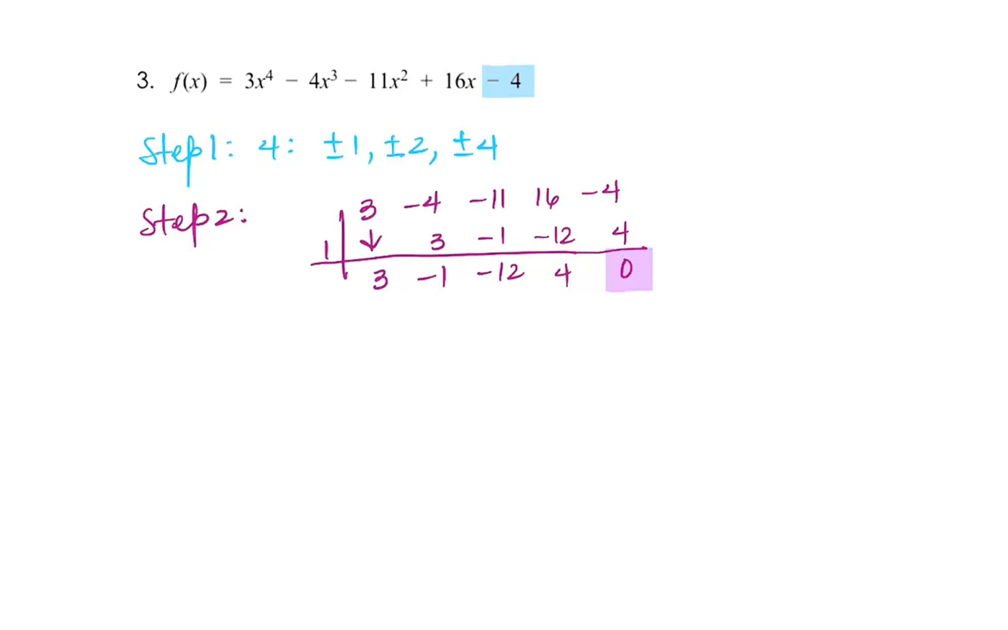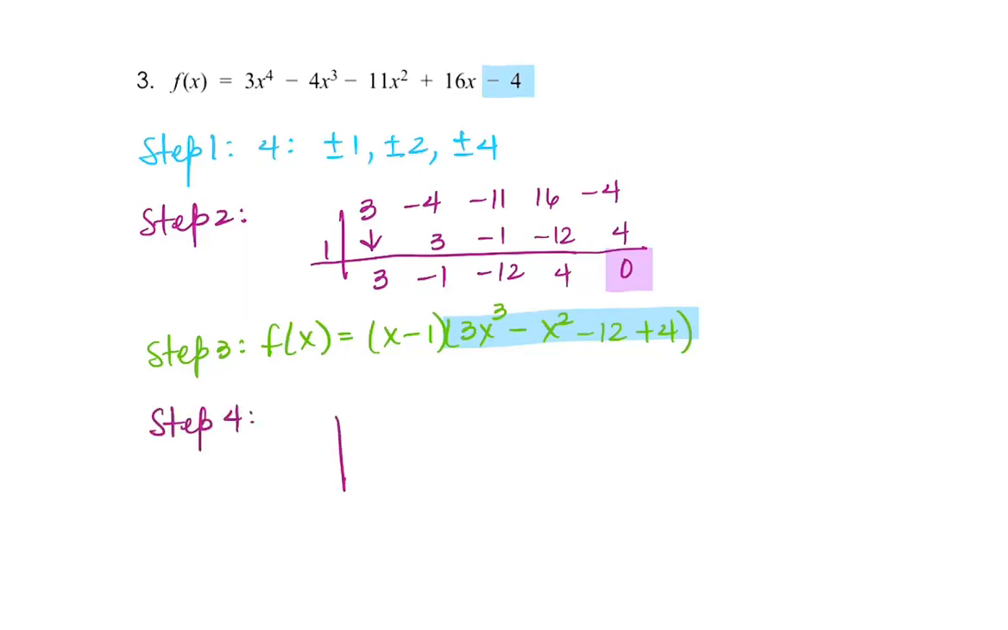Now for step 3, let's just state that. Now, since we get right here a polynomial equation, which is not a quadratic equation, we have to proceed to step 4 and do the synthetic division one more time. So let's do that. Since we already tried with number 1, now we're going to move on and try with number 2. And the numbers we're going to put on top are going to be the new coefficients of our new polynomial function. So 3, minus 1, minus 12, and 4.